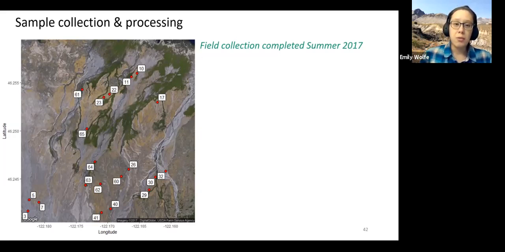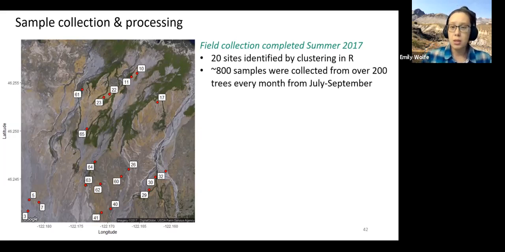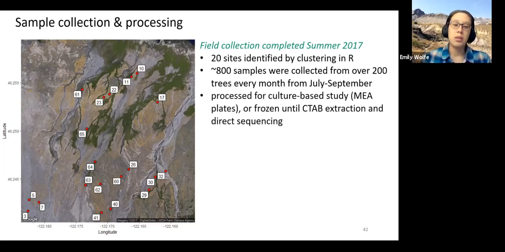And so leaves from these 6 species were sampled over a 3-month field season. I collected 800 samples from over 200 trees every month from July through September. These were surface sterilized and processed for culture-based study. We used MEA, which is malt extract agar. If they were not processed for culture-based study, they were frozen until extraction using a CTAB chloroform method and direct sequencing.